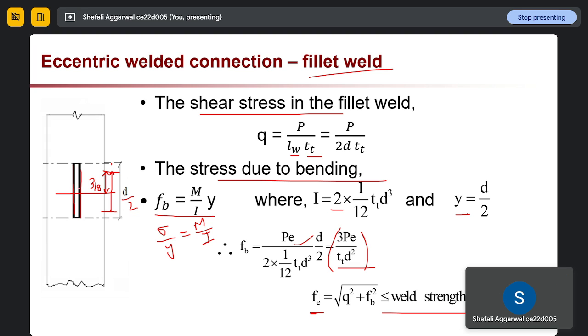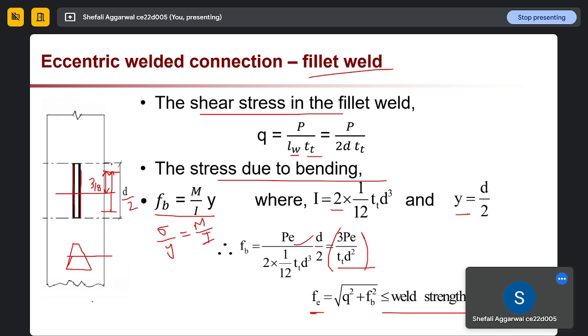See, in this case, if our fillet weld was in this shape, imagine, then you can't say your y is D by 2. Then you have to calculate your center of gravity, the CG point. In that case, your y will change. But if it is a symmetric thing, irrespective of your D value, then your y will always be D by 2.